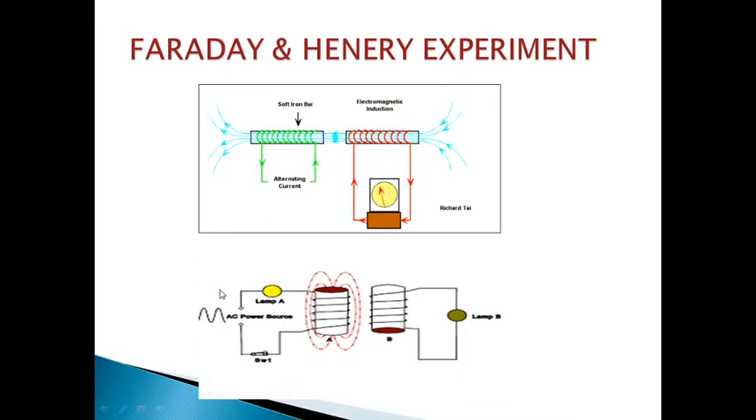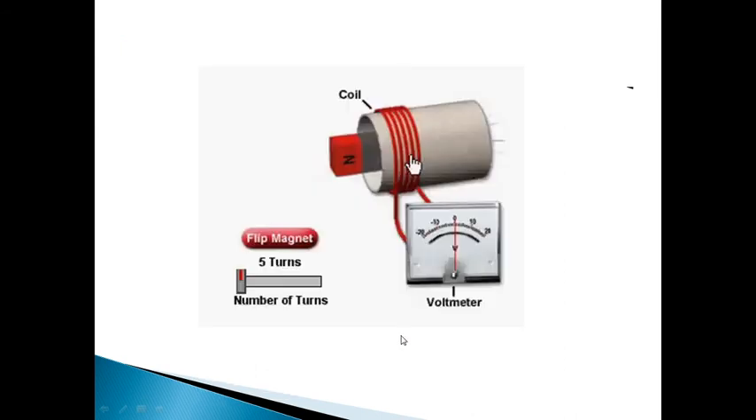Okay, now if you have alternating current connected, and you keep these two coils side by side, then also, as there is an AC here, the direction of the magnetic field will change. Once it will be in a downward direction, another time it will be in an upward direction. So the lamp here will glow because of the induced current in the second coil.